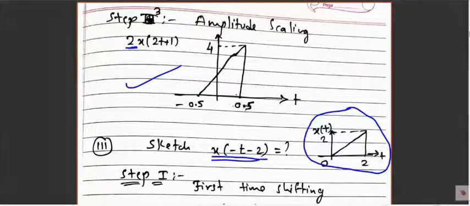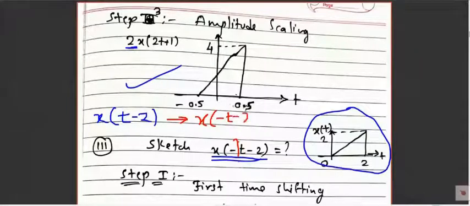Okay. So as we have to sketch x of minus t minus 2, the first step is time shifting. That means my first signal will be x of t minus 2. Then, is there any scaling factor? No. With t, nothing is multiplied. No constant is present. That means no time scaling. Simply, we have to do the folding. So, x of minus t minus 2.